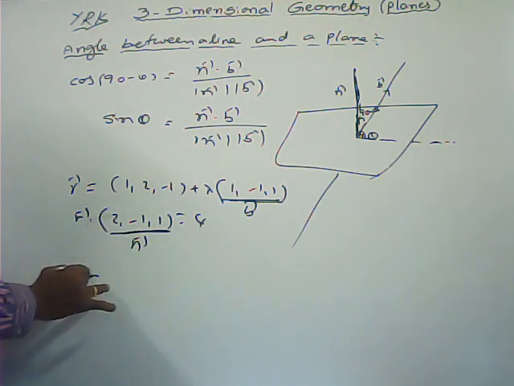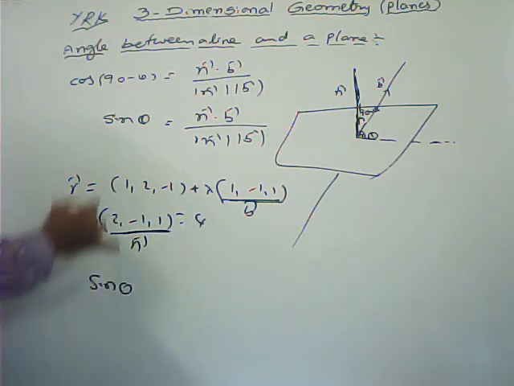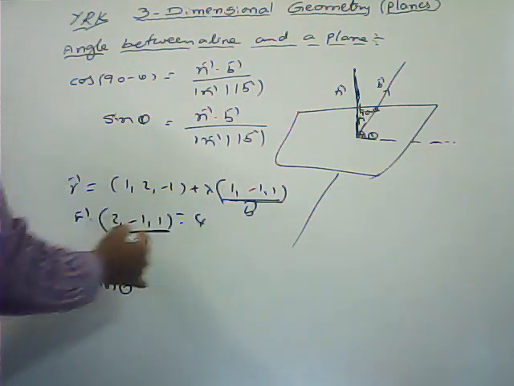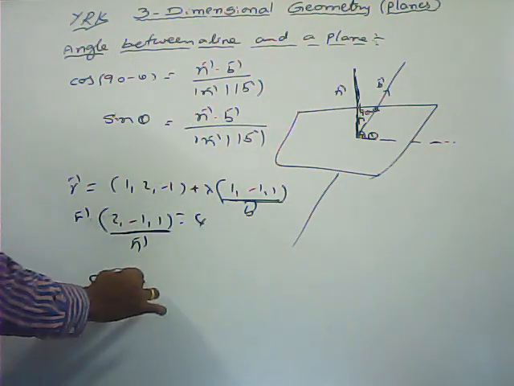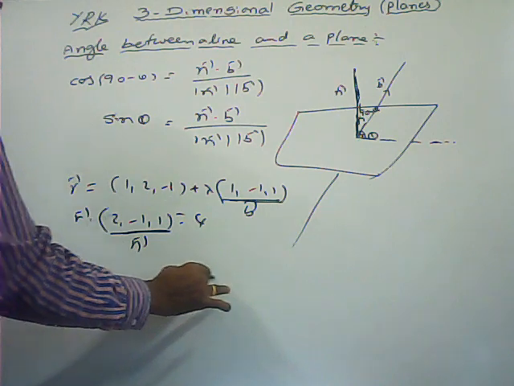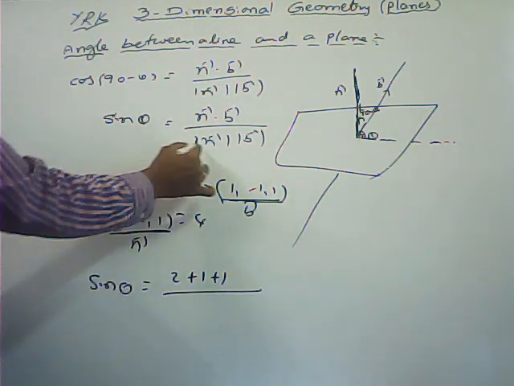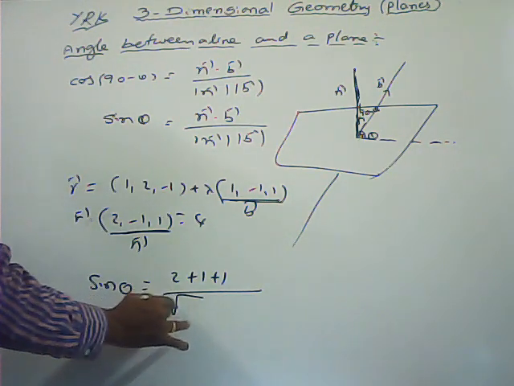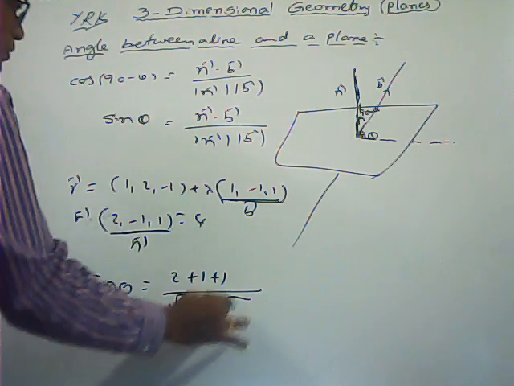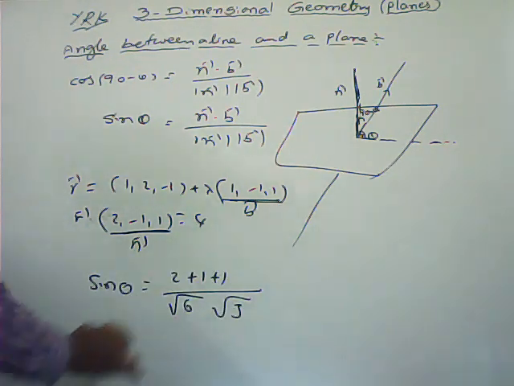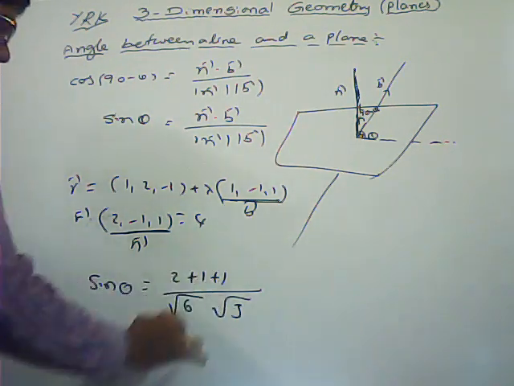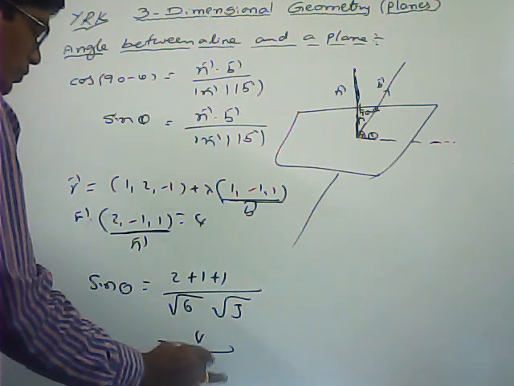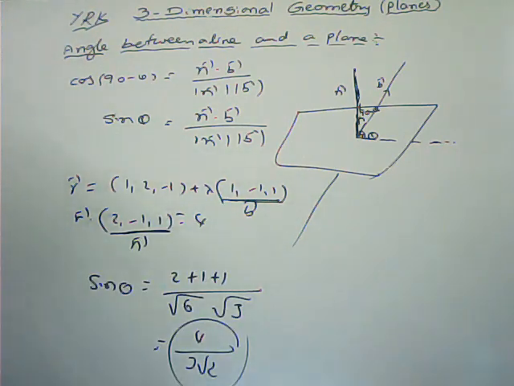So sin theta is equal to, in this formula you can substitute n bar dot b bar. That is equal to (2 plus 1 plus 1) by modulus of n bar, root of (4 plus 1 plus 1), that is root 6, and root of (1 plus 1 plus 1), that is root 3. So 4 by 3 root 2. That is sin theta. Theta is equal to sin inverse of that.